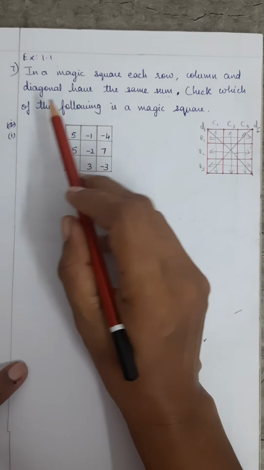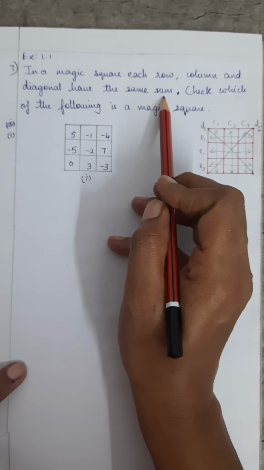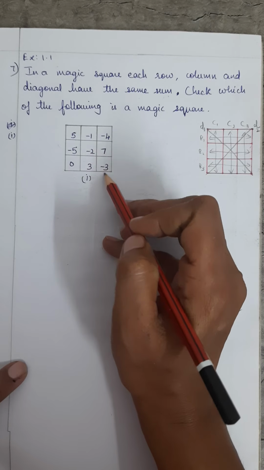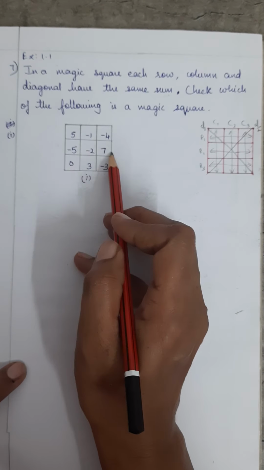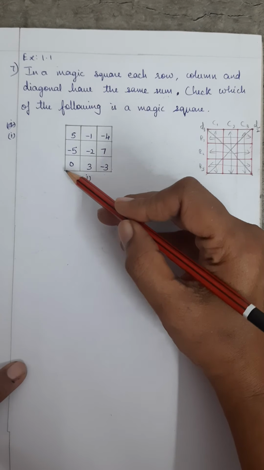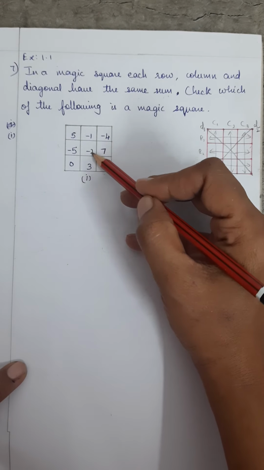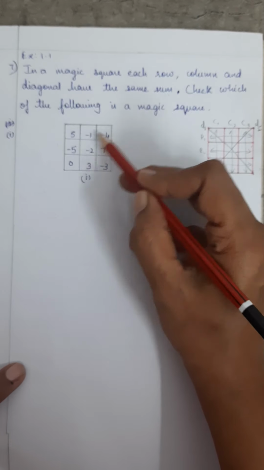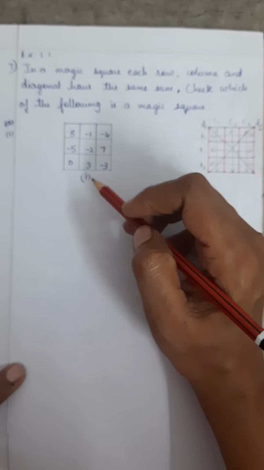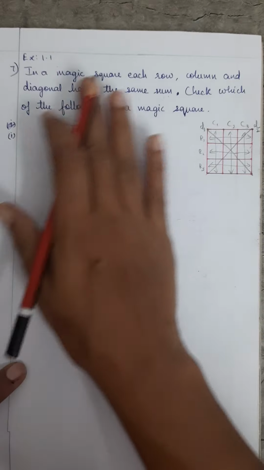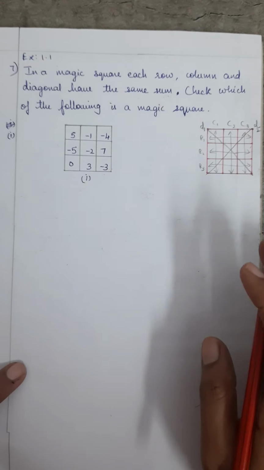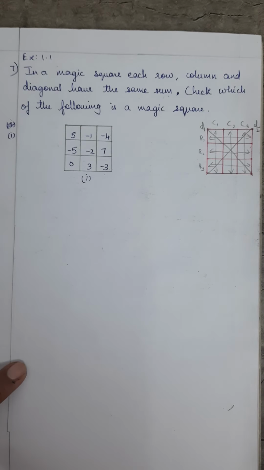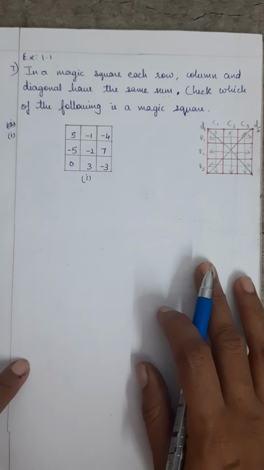So the hint is all these rows, columns and diagonals will have the same sum, which means that when you add the first, second and third columns, the first, second and third rows, the first diagonal, that is 5, -2 and -3, and the second diagonal, that is -4, -2 and 0, you will get the same answer. If you get the same answer, then it is a magic square. Otherwise, it is not. So let's find out whether this is a magic square or not.